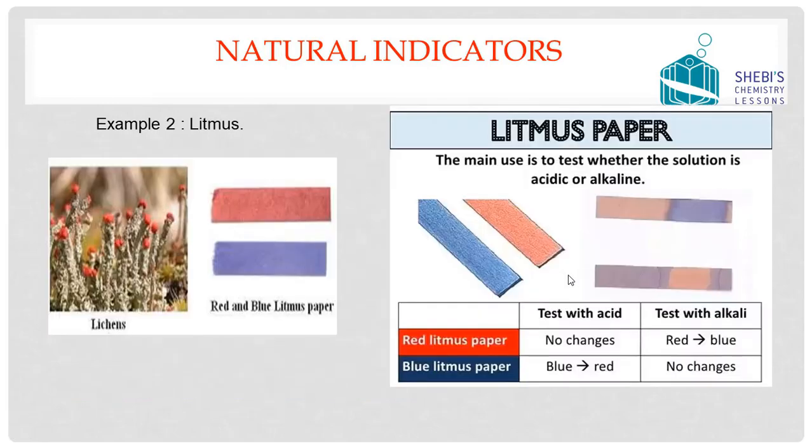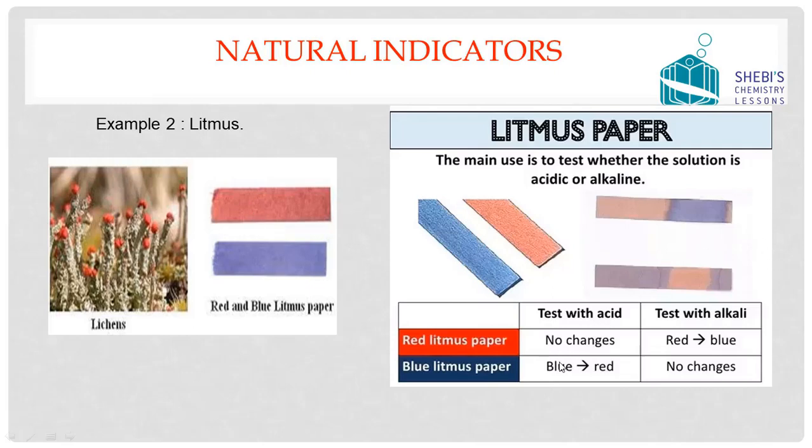The second important natural indicator is litmus. Okay, see here two different types of litmus are there: blue litmus and red litmus. Litmus is available in the form of papers and also in the form of solutions. Now litmus is extracted from a plant which is called lichens. Okay, this is lichens, you can see in the picture. Alright, now how to test an acid and a base using a litmus?